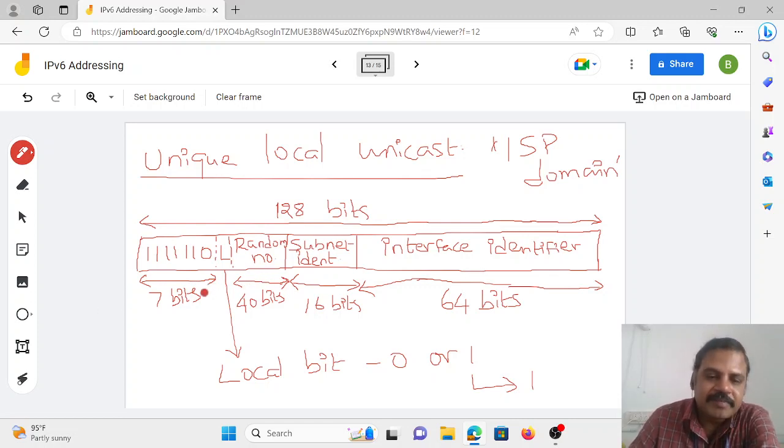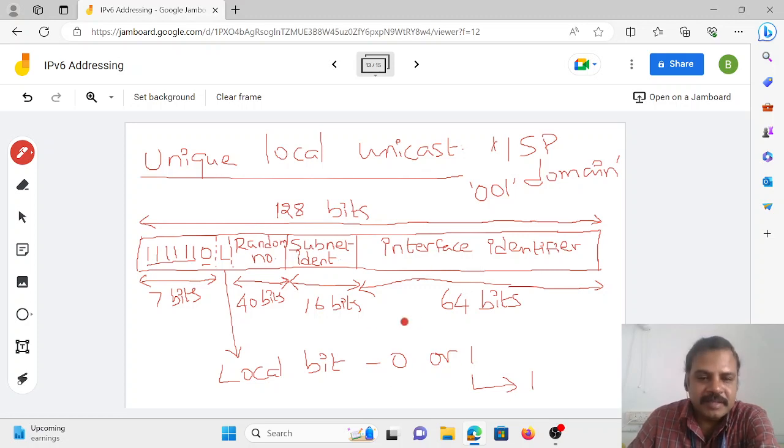Let's look at the prefix. Do you remember what is the prefix we have used for global unicast? In global unicast, the prefix will be 001. In the case of unique local unicast, the prefix is 6 zeros, okay, 6 ones followed by 0. The next bit is called the local bit. The local bit can be either 0 or 1, but mostly it is 1.